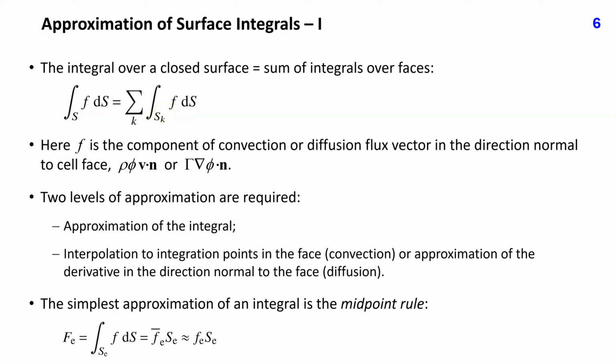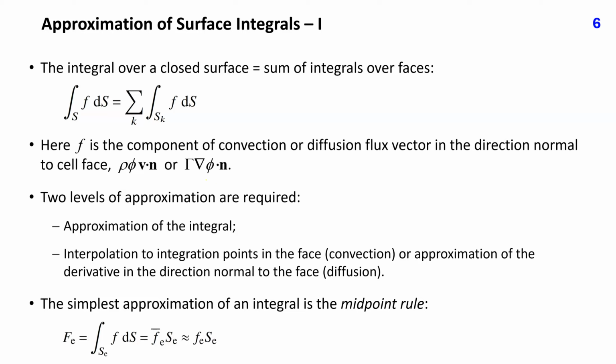In our transport equation, f stands for the flux vector component normal to cell face. In the convection term, f is the product of density, transported variable phi and the velocity component normal to the face. In the diffusion term, f stands for the product of the diffusion coefficient gamma and the gradient vector component normal to cell face, which is the derivative of phi with respect to n, the local coordinate directed normal to the cell face and pointing outward.